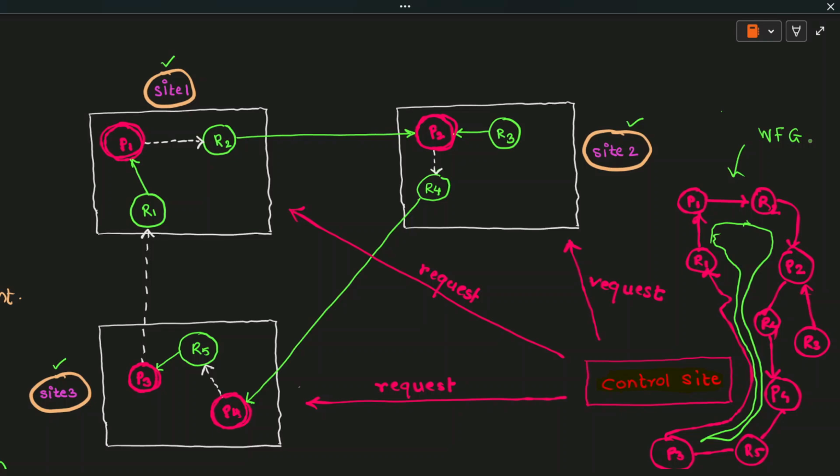The disadvantage can be a centralized bottleneck. The control site becomes a single point of failure. Another disadvantage is the potential for inconsistency when the system state changes rapidly between when the information is collected and when the information is analyzed. So these are some advantages and disadvantages of the Ho-Ramamoorthy algorithm.